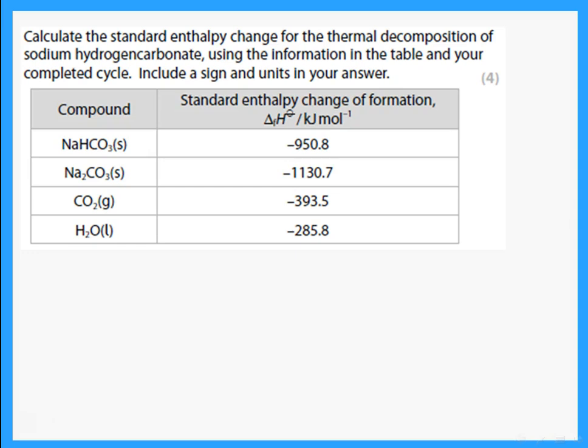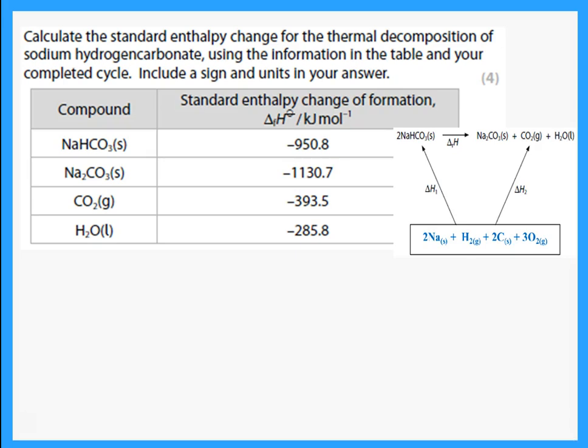Then he says, calculate the standard enthalpy change for the thermal decomposition, which is this same equation that we just talked about, using the information in the table. Now, the table gives me what? It gives the standard enthalpy change of formation for each of these. So he's saying to form 1 mole of sodium hydrogen carbonate, I will need this amount. 1 mole of sodium carbonate, it is this amount, and so on. And you are required to use this in order to get the delta H of that equation up there that we don't know its delta H. So let's see what we're going to do.